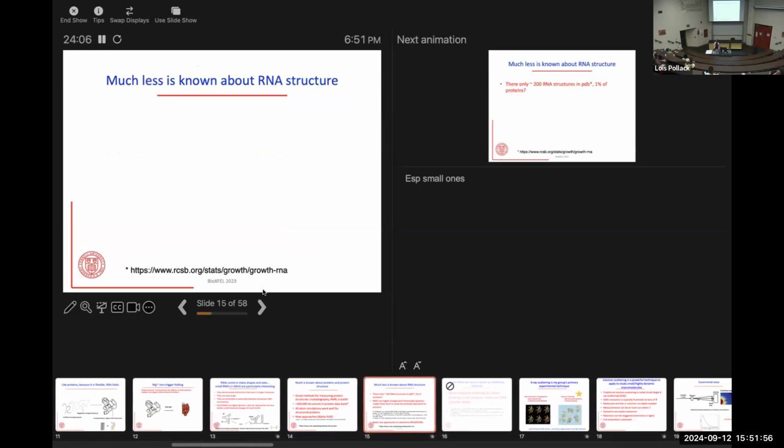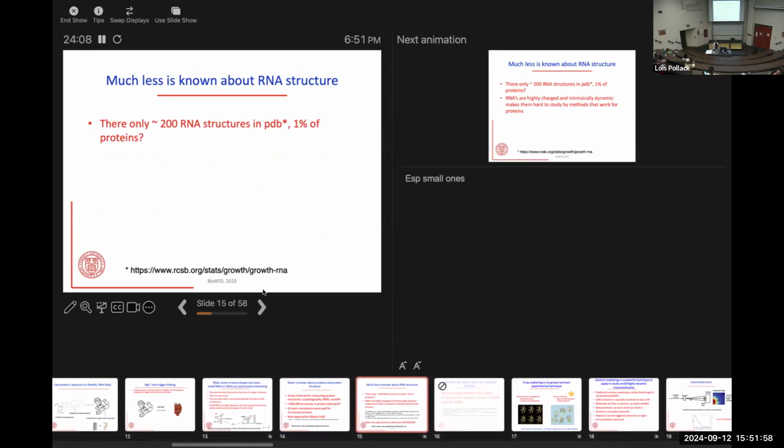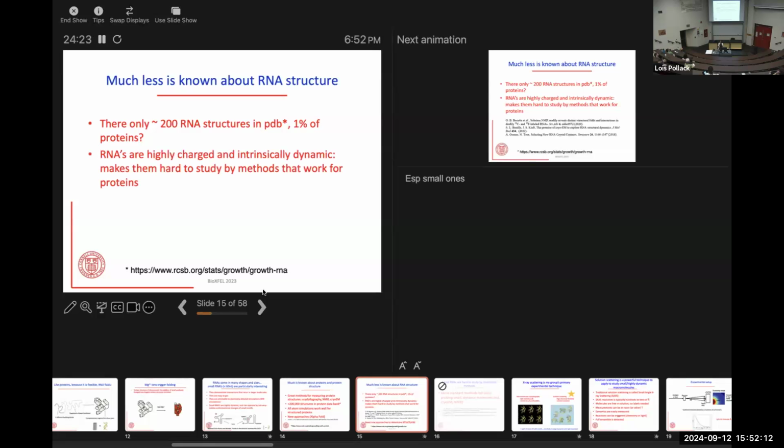But much less is known about RNA structure. So there's only about 1% of the amount of structures, about 200, it should be 2,000 RNA structures in the PDB. There's a typo here, 1% of proteins, so a small number. And that's because RNAs are highly charged and intrinsically dynamic. And it makes them hard to study by the methods that work for proteins.